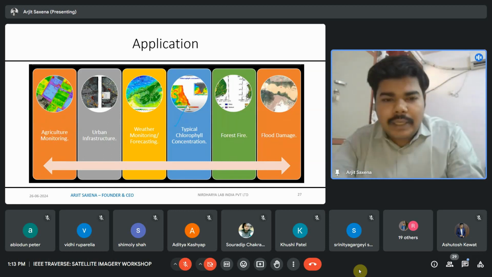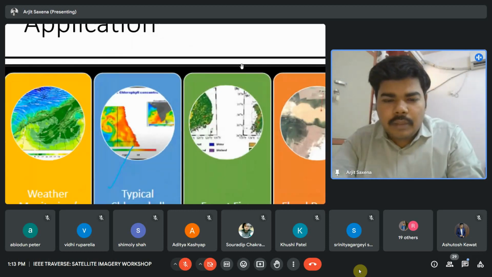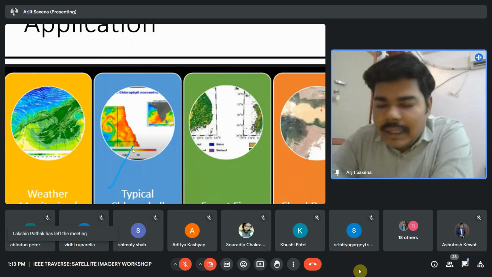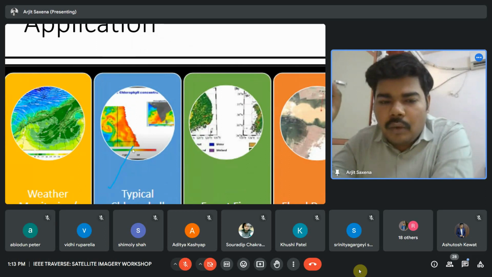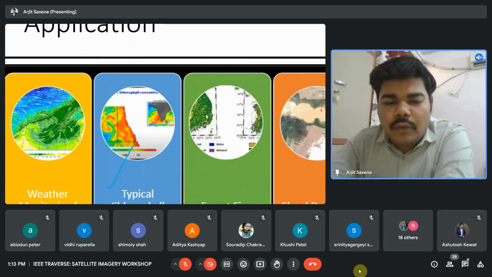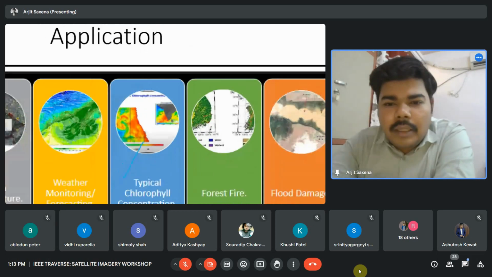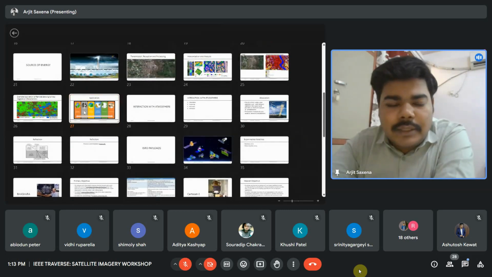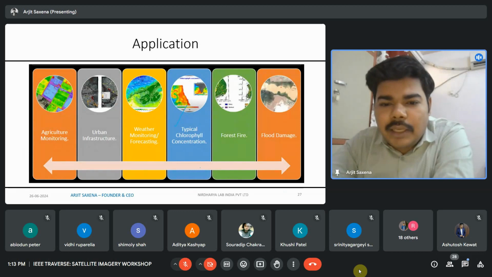If you look at this particularly, I can zoom it. This red region is a region where you have a huge amount of chlorophyll. So if you go there, you can catch fishes very easily. This is an example for that. So if you are having some proteins in your diet, we can thank the satellites which are in the space.